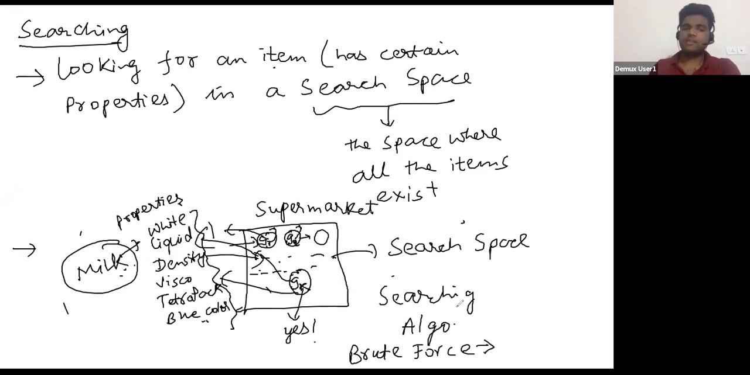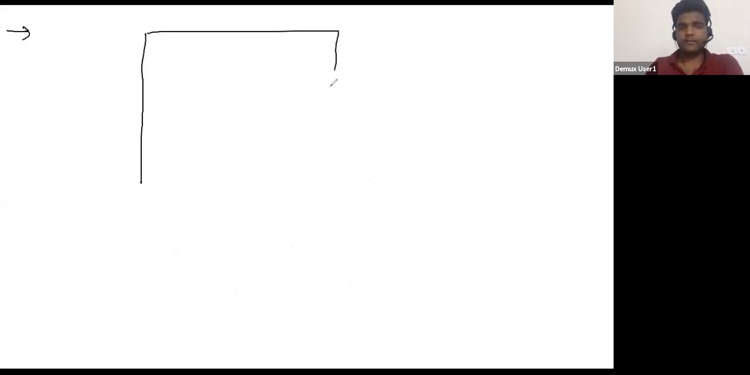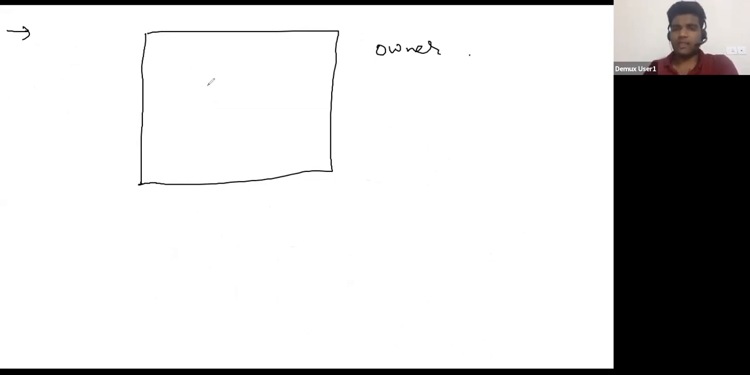Okay, this is one way of searching. No rocket science till now. I have just told you what you already know. Now let's make it a little more complicated. Now suppose that the owner of the supermarket is a nice man. He understands your problem. He understands that typically you take a lot of time when you are looking for milk, because you have to physically examine each and every item one by one before you can find the milk.